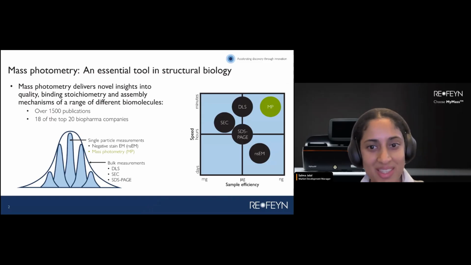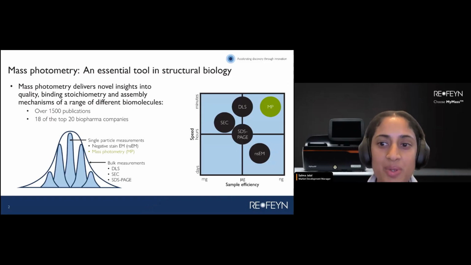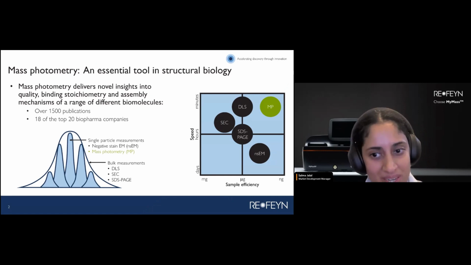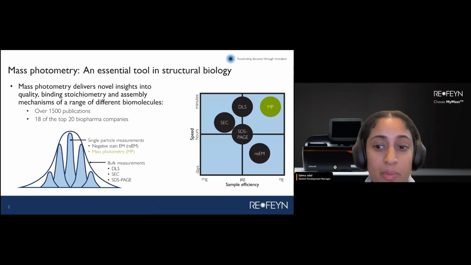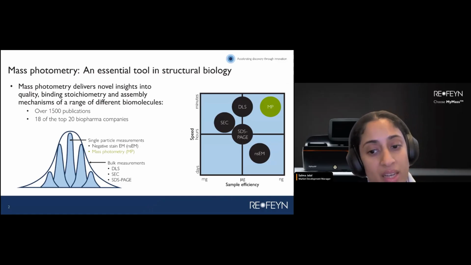As Matthias so nicely showed us just now, mass photometry is an essential tool in the structural biology toolbox because it delivers novel insights into binding stoichiometry, assembly mechanisms, and sample quality and reagent quality for a range of biomolecules like proteins and nucleic acids. In comparison to traditional screening technologies, mass photometry provides single particle measurements that are extremely fast while using virtually no sample. This is why mass photometry is already widely used by scientists in both academia and pharma, resulting in over 1,500 peer-reviewed publications and mass photometers being used in 18 of the top 20 biopharma companies globally.